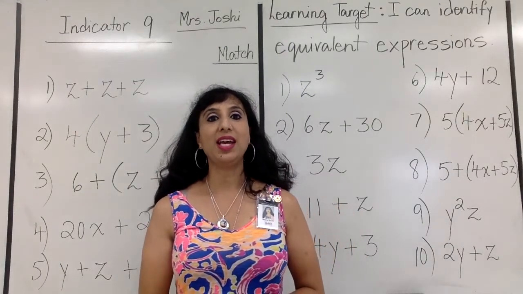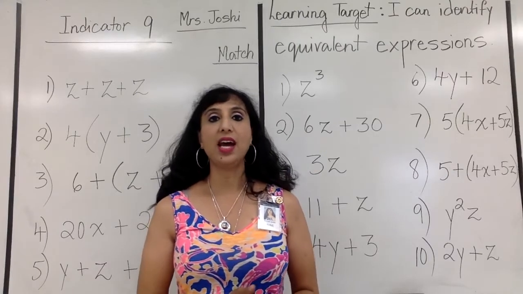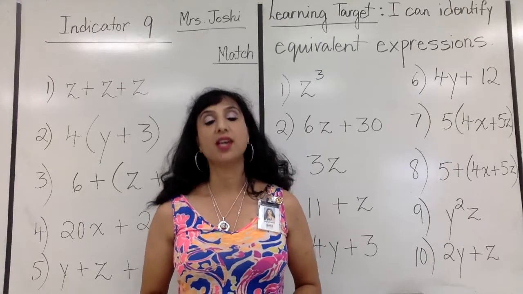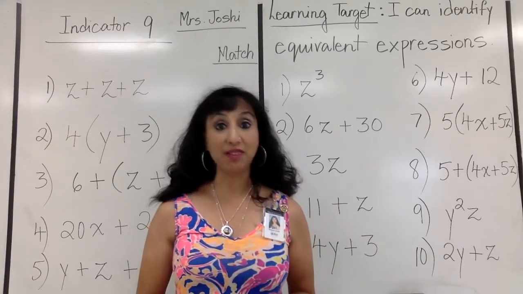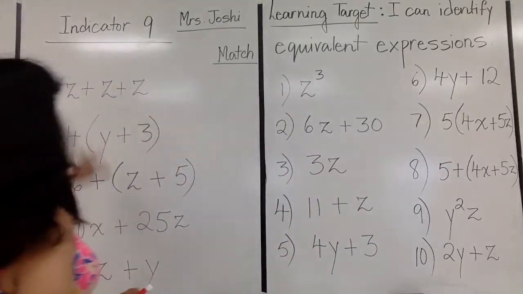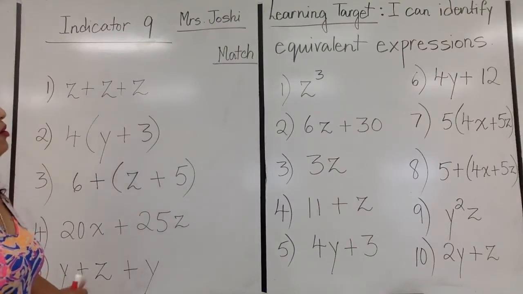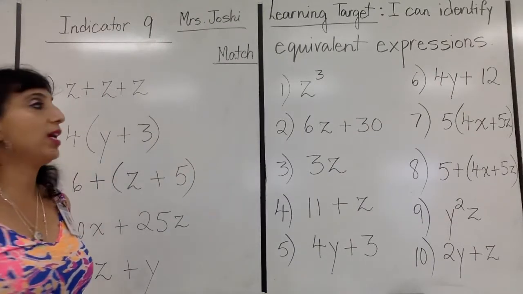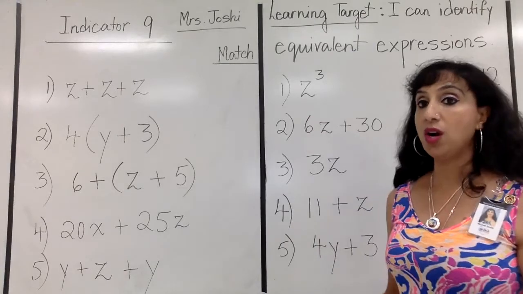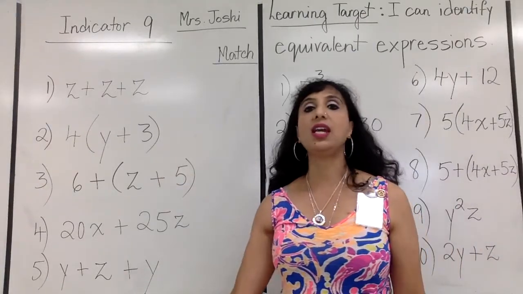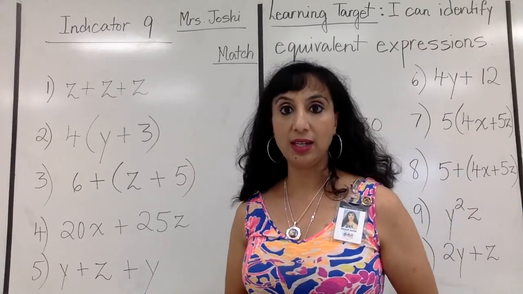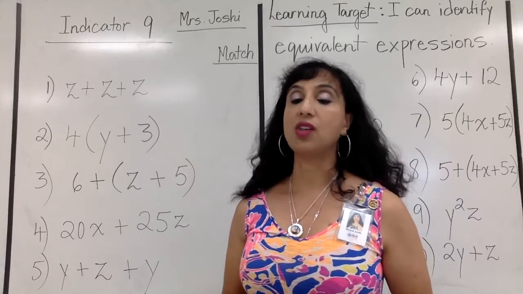We are now beginning indicator 9, and in indicator 9, the learning target is I can identify equivalent expressions. So remember, an expression is anything that does not have an equal to sign, and we are going to look at these expressions and match them with expressions on the right. On the right hand side, you will have more answers than the questions that you see, and that is done for a reason so that we understand that you have comprehended the material and you are solving it properly.